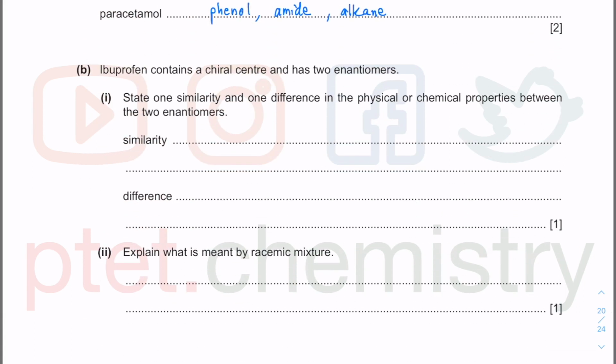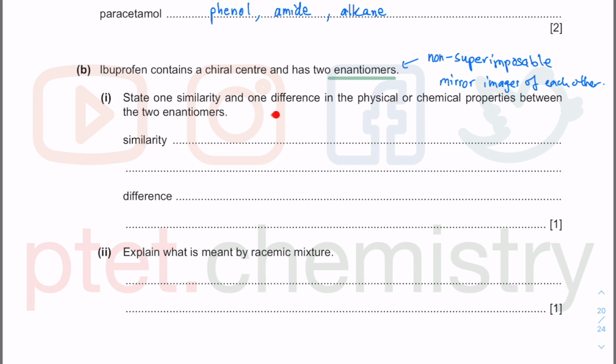This next question is about enantiomers. The definition of enantiomers is that these are non-superimposable. When you put one on top of the other, they cannot be put on top of one another. They are non-superimposable mirror images of each other. And you will have drawn these a lot of times based on a chiral carbon, which is a carbon bonded to 4 different atoms or groups.